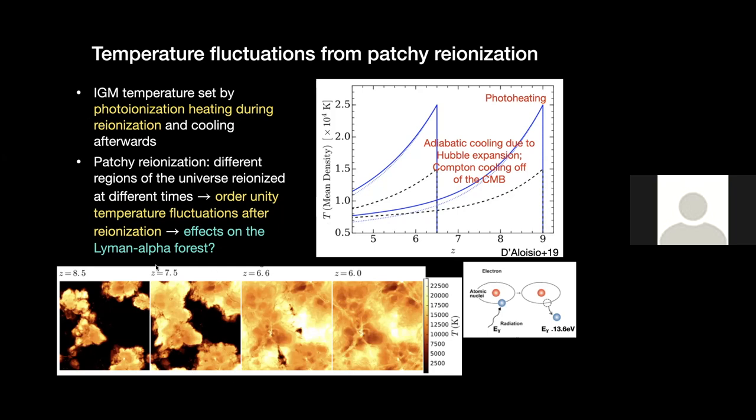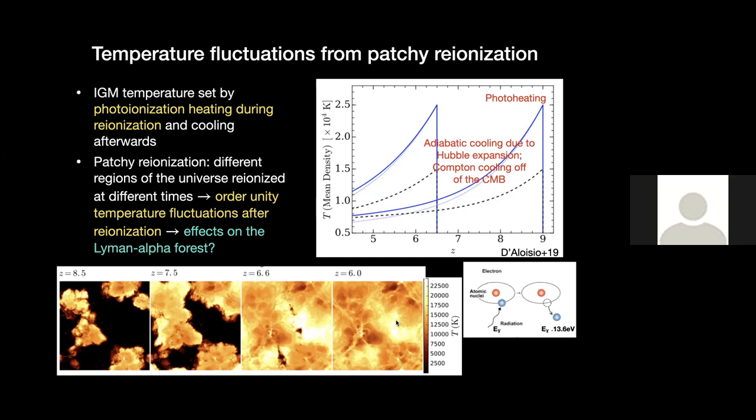This is a visualization of a reionization simulation that I ran a few years ago. From left to right, it shows snapshots from redshift 8.5 to redshift 6. The lighter the color, the higher the temperature. For the patch that is ionized the earliest, it has the lowest temperature after reionization, and for the patch that is ionized the latest, it has the highest temperature after reionization. It is generally believed that patchy reionization causes order unity fluctuations in the IGM temperature after reionization. So this might have an impact on the statistics of the Lyman forest that we are able to measure.